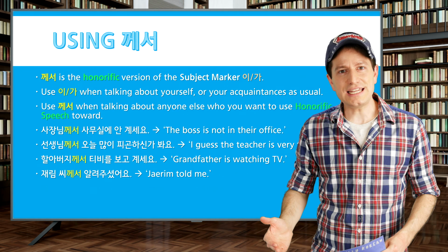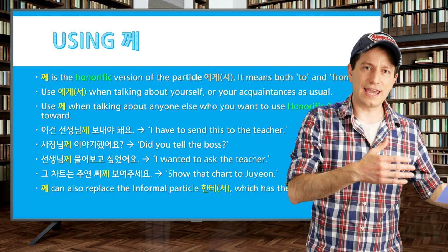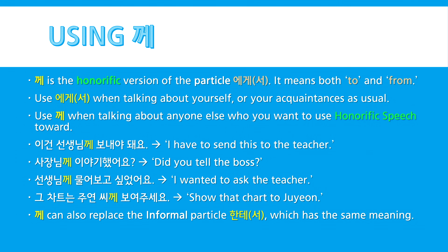And last but not least, we have 께. 께 is the honorific version of the particle 에게 or 에게서, and it means both to and from. You'll use 에게 or 에게서 when you're talking about yourself or your acquaintances as usual, and you can use 께 when you're talking about anyone else who you would want to use honorific speech toward.